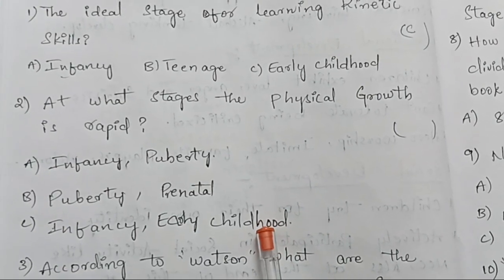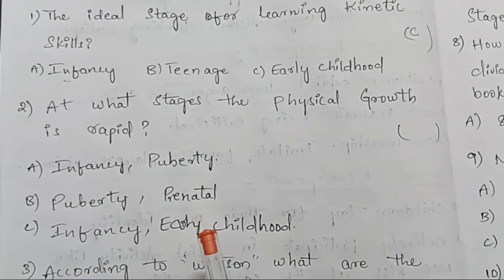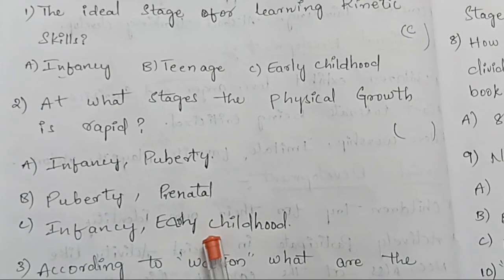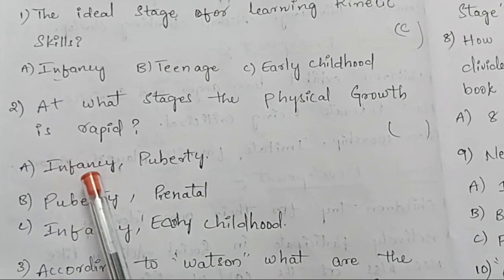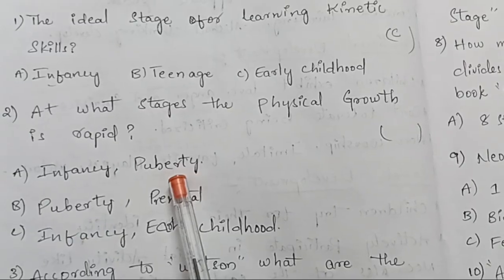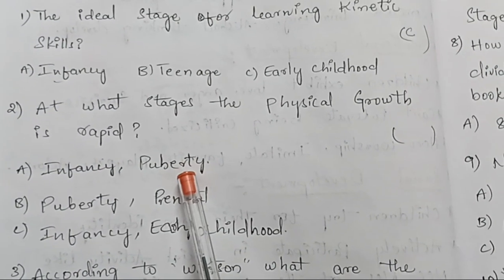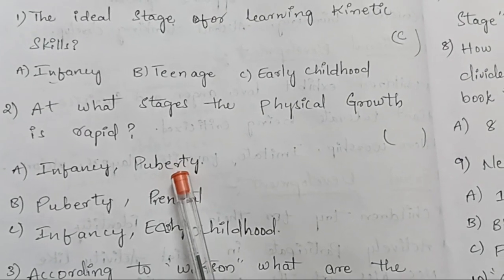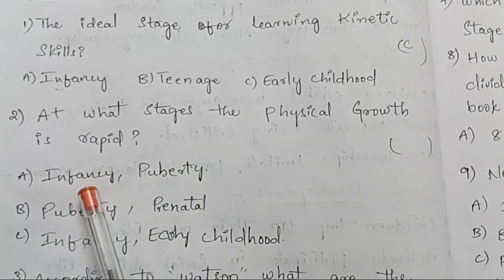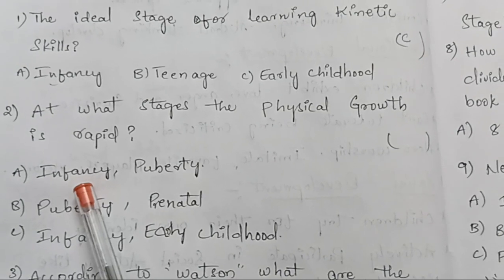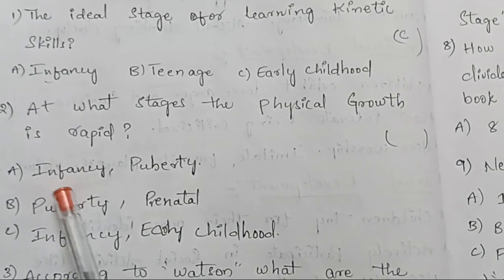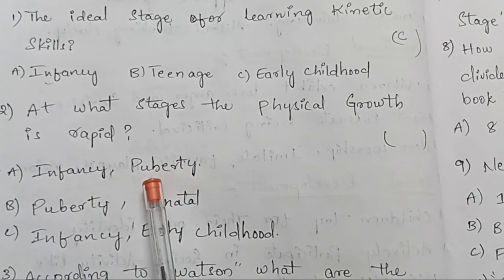See, as we learned in the previous videos, it is the infancy stage and the puberty stage. The puberty stage is a small period, but we can see a lot of physical changes. In the infancy stage also we can see a lot of physical changes. Means option A is the correct answer.